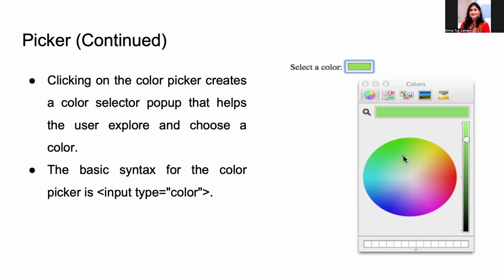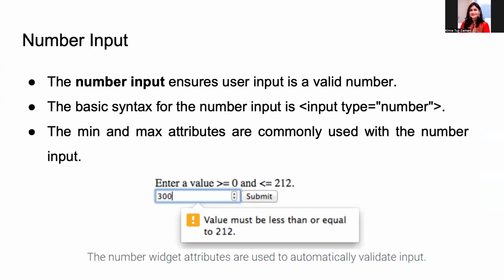The syntax for creating a color picker is just simple. We use input type equal to color. The browser then automatically provides a color selection tool like the color wheel shown here, making it easy for the users to choose from millions of possible colors.